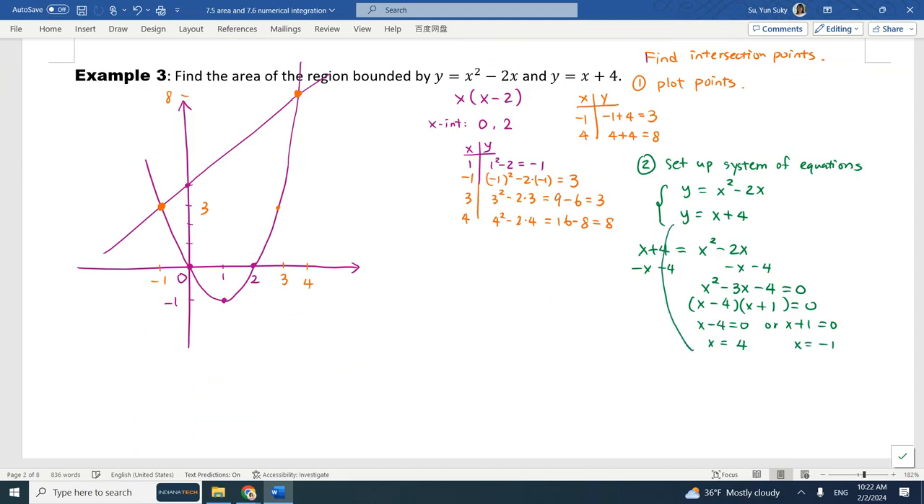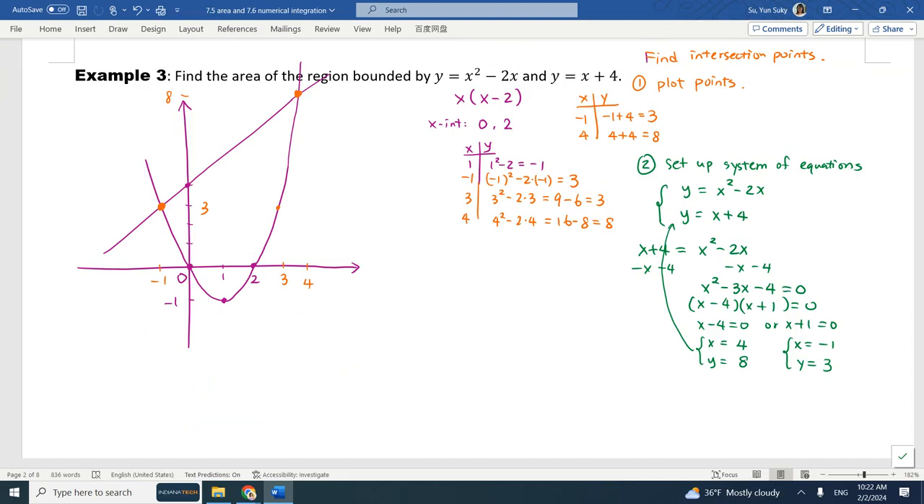And then you can plug in your y here. If x is 4, the y is what? We can plug in here or here, but plugging into the line is easier. Do you agree? 4 plus 4 is 8. And if x is minus 1, what's the y? 3. Yeah, we plug in here, minus 1 plus 4 is 3. So this is how to find the intersection points in general.